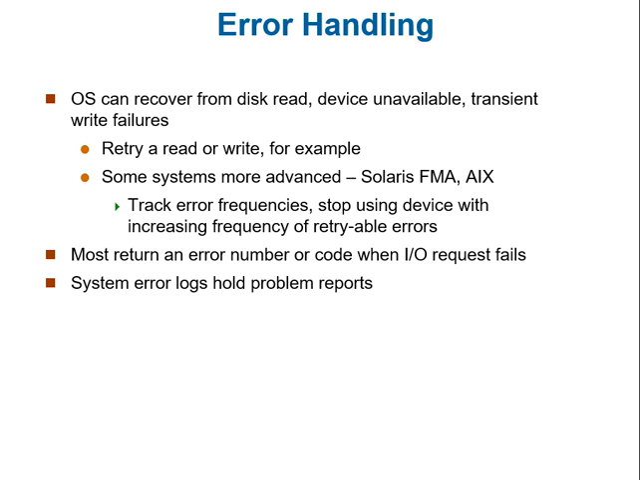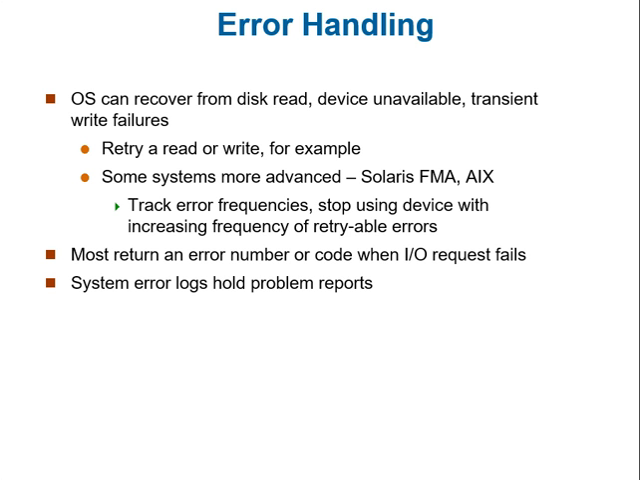Some systems may have more advanced capability in error handling, like Solaris FMA, AIX, and HP-UX, which can track error frequency. Based on the log, they can track so that if this error happens frequently, they need to take some action. Stop using a device with an increasing frequency of retriable errors. If they find that a device caused many errors, they just disable it. This is a more advanced feature in Solaris and AIX. It will be very useful for servers to reduce the risk of failure.